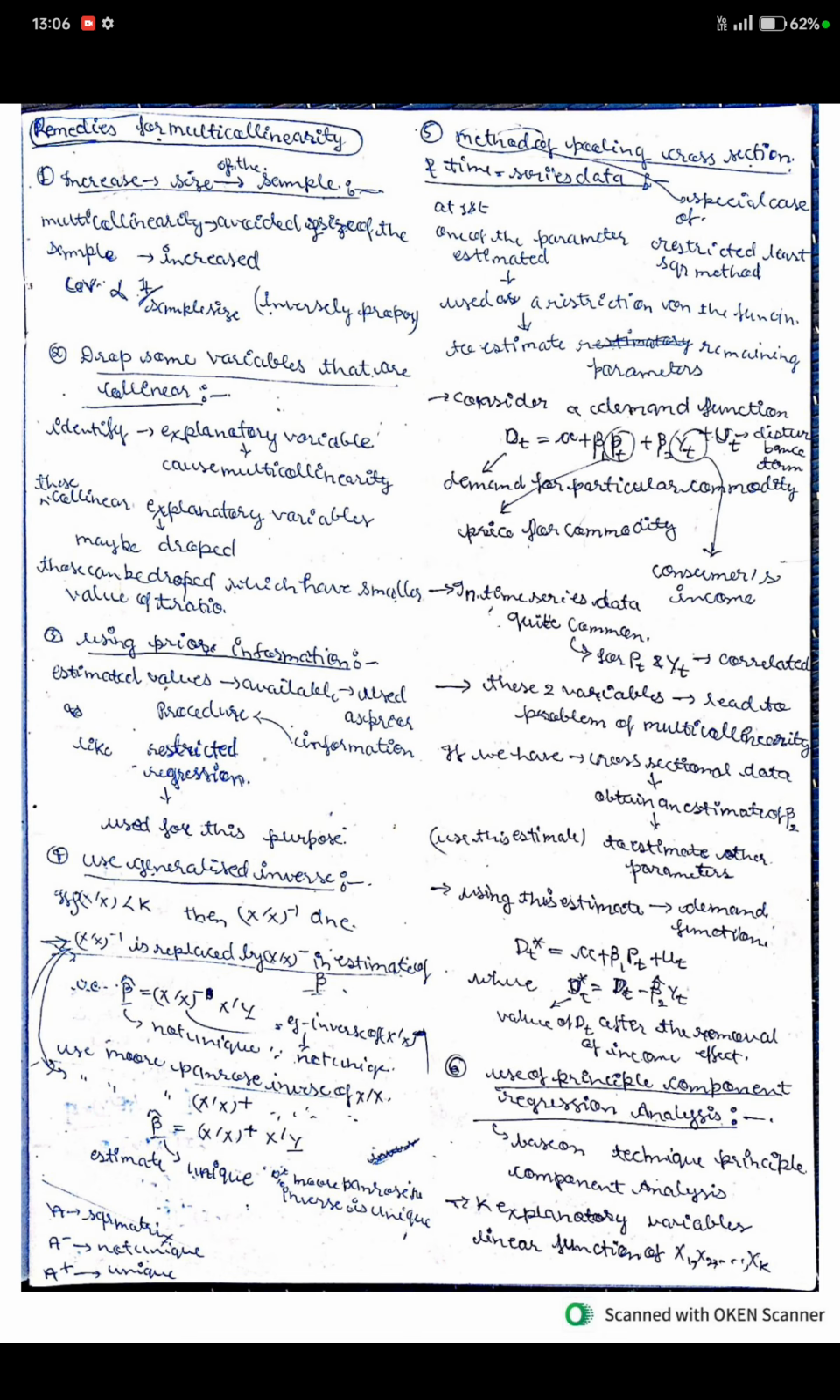So use the Moore-Penrose inverse, X dash X plus. Beta cap equals X dash X plus X dash y. Since the Moore-Penrose inverse is unique, the estimate of beta is unique.